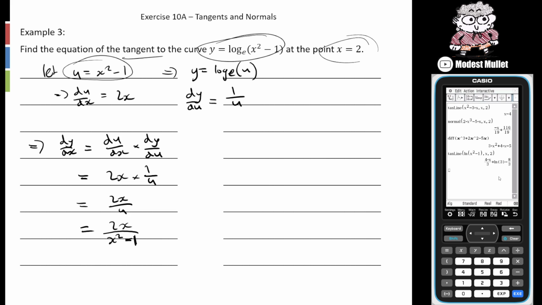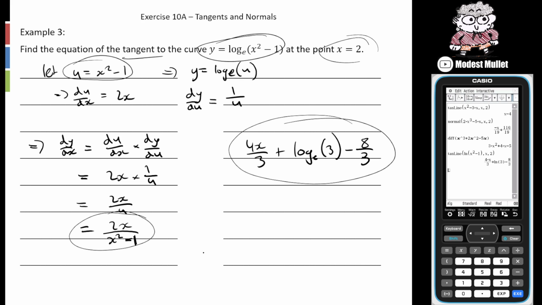and it fills in the equation for us and finds the equation of the tangent. It turned out the equation of the tangent at that point was 4x on 3 plus log to the base e of 3 minus 8 on 3. So a bit of work, that's what the eventual answer you're going to get using this derivative. But that's how you can check really, really quickly what the equation of the tan line is, and same for the normal. It's also there.